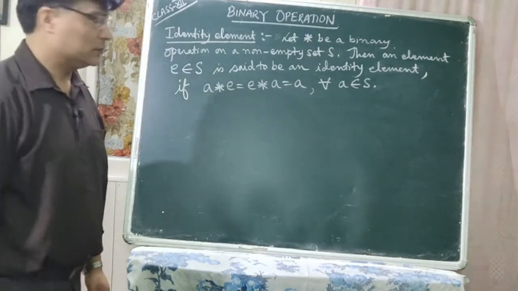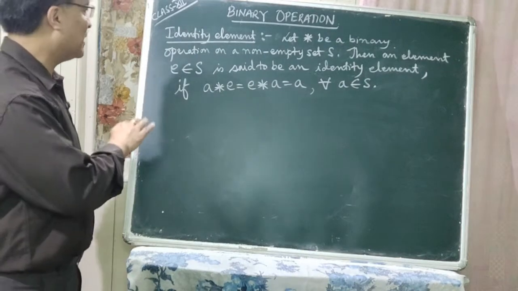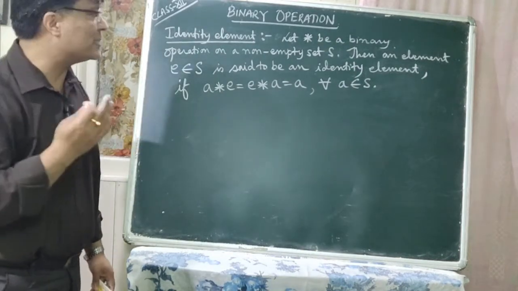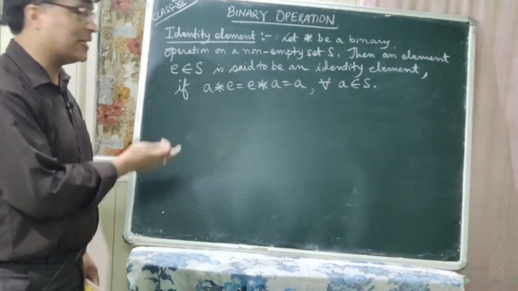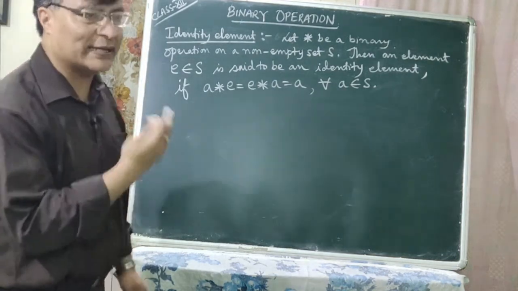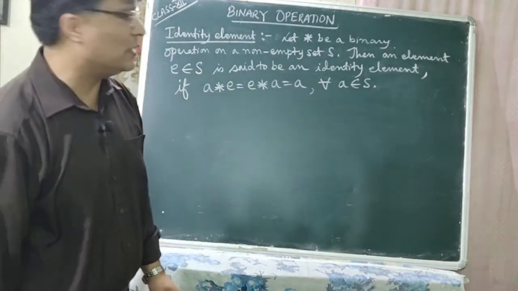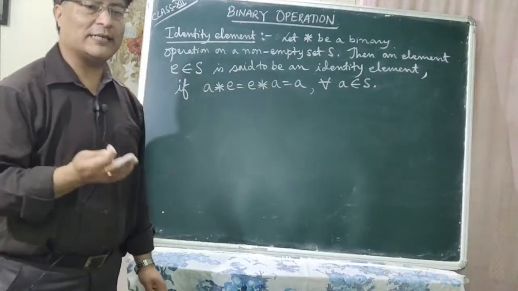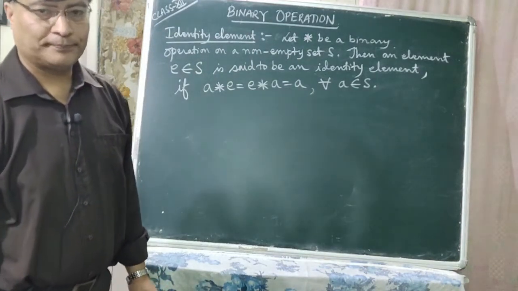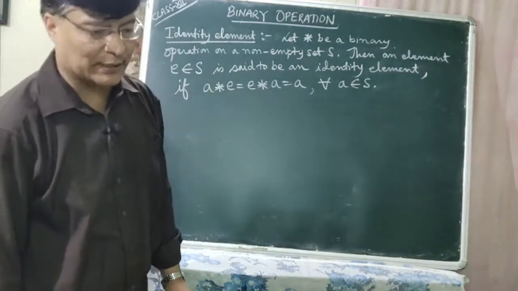Let star be a binary operation on a non-empty set S. Then an element E belonging to the set S is said to be an identity element if A star E is equal to E star A is equal to A for all A belongs to the set S. So this is the definition of identity element.